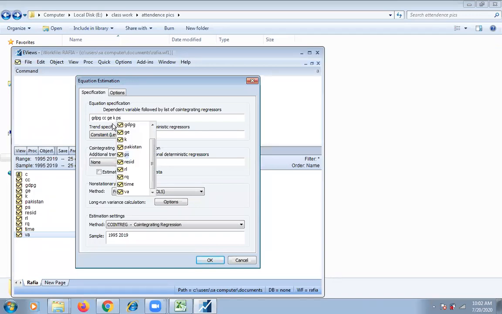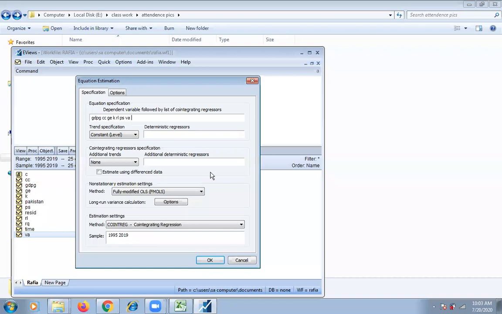Next, RL, PS, VA. Regulatory quality we are leaving out. So 1, 2, 3, 4, 5, 6 variables. Okay, for these variables, no need to write constants. Everything is okay. Estimate using difference data, no need.